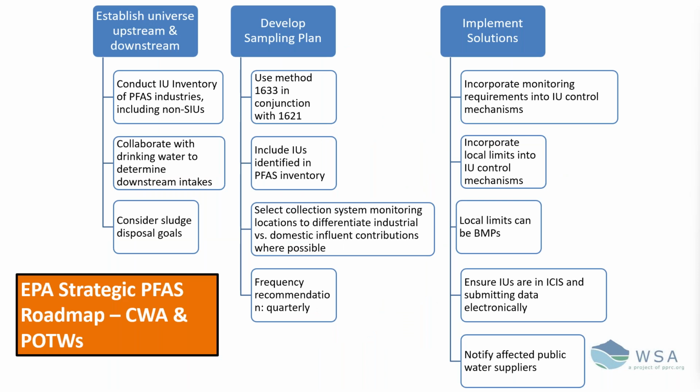The EPA put together a strategic roadmap on PFAS, and we're going to talk more about this throughout this webinar. Mainly establishing the universe upstream and downstream of sources, including sludge, which is kind of a passive receiver, but sludge disposal is a concern. Developing a sampling plan, and EPA has worked on that, and they've got that plan going. We've got the methods in place to sample, and we're going to talk more about sampling here in this webinar. And then implementing the solutions to prevent PFAS from getting into the wastewater. We'll have local limits and best management practices. And again, we'll talk more about that in this webinar.